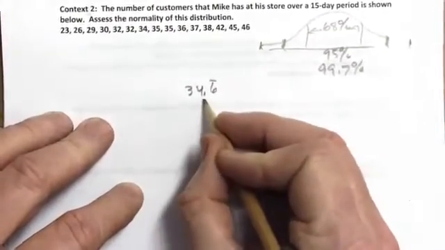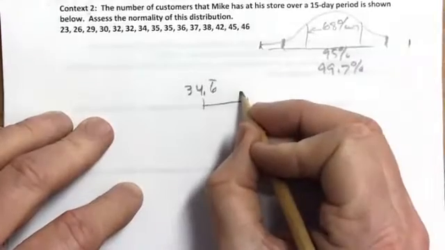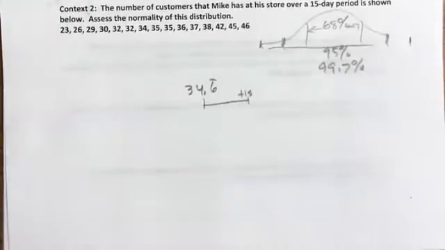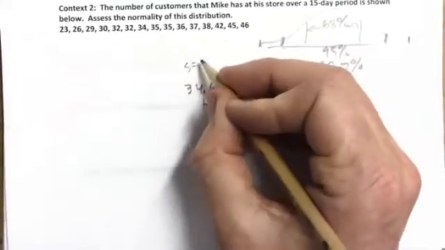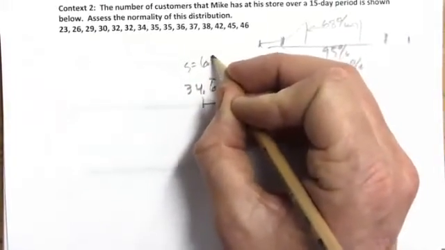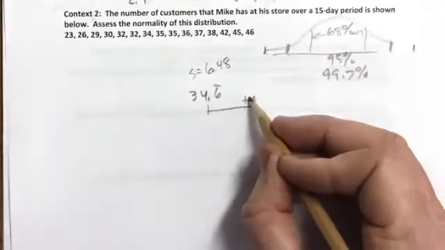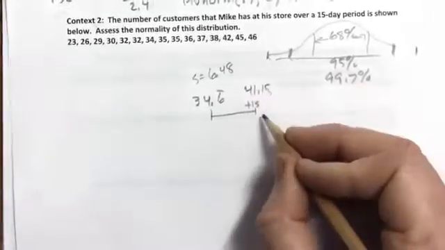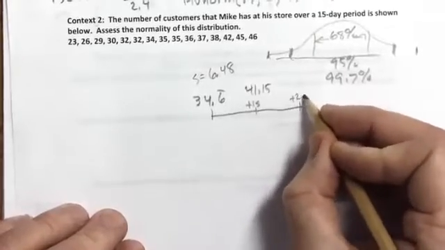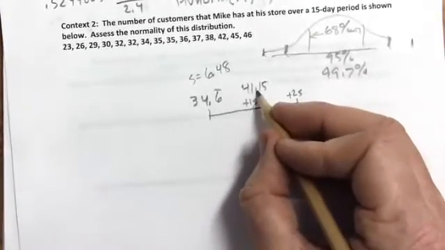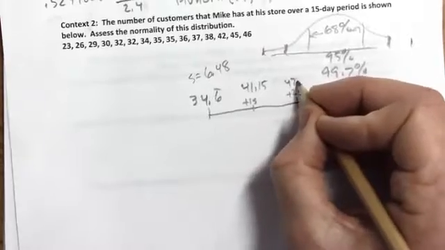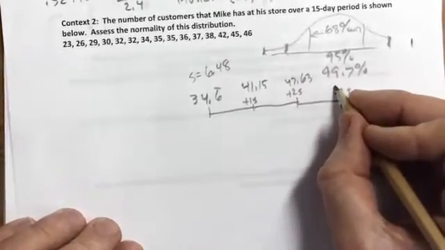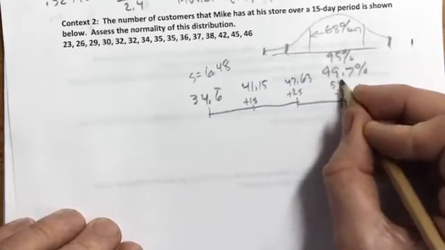So the mean of this data is 34.6 repeating. If I go up one standard deviation, plus 1S, that means I add 6.48. That takes me to about 41.15. Then if I go up 2 standard deviations, plus 2S, I add 6.48 to that. That gives me about 47.63. If I go up 3 standard deviations, plus 3S, that would take me up to about 54.11.